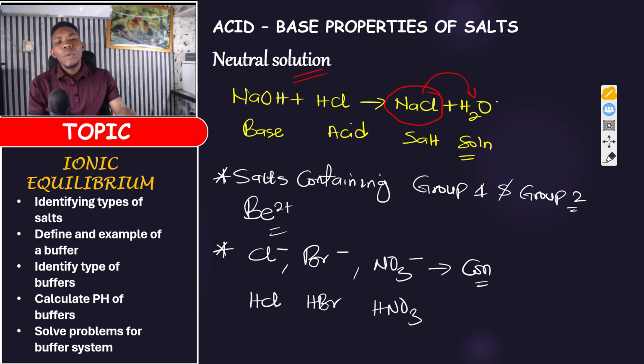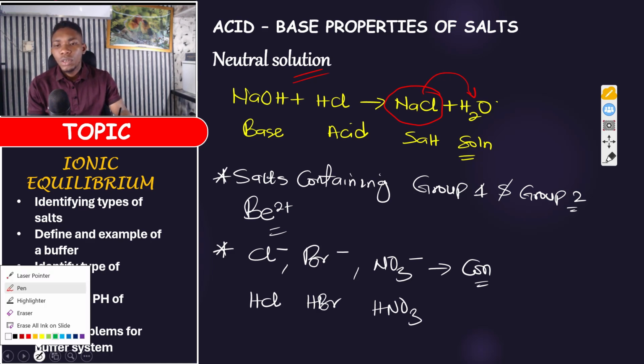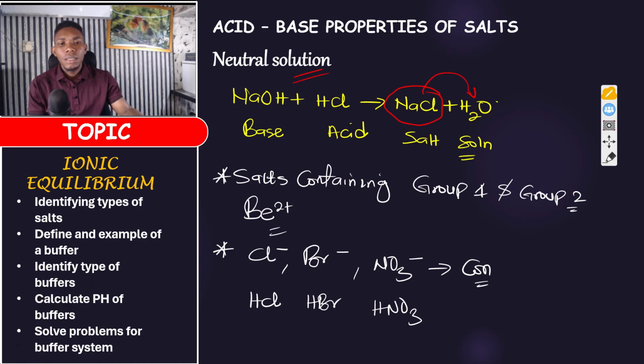Is that okay? So when you have a group 1 and group 2 metal, and the conjugate base of a strong acid forming a salt, that salt is said to be a neutral salt. What do you mean by that statement? Let's take an example of such. We have, my dear student, sodium chloride.